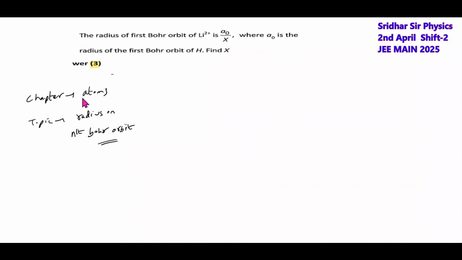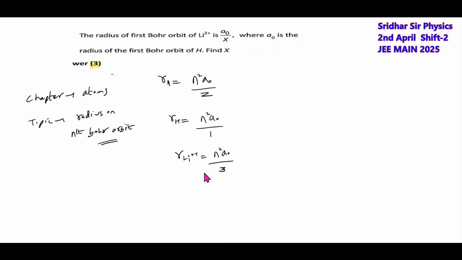Okay, the question belongs to the chapter atoms, and the topic is radius of the nth Bohr orbit of hydrogen and hydrogen-like atoms. So we have the generalized formula: Rn is equal to n square a naught by Z. Z is the charge of the nucleus, n is the quantum number, a naught is the Bohr radius, whose value is 0.53 angstroms. Z for hydrogen atom will be 1. For lithium double plus, Z will be 3.